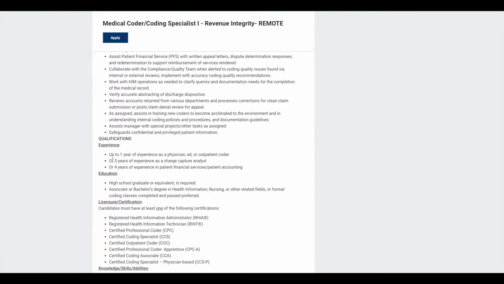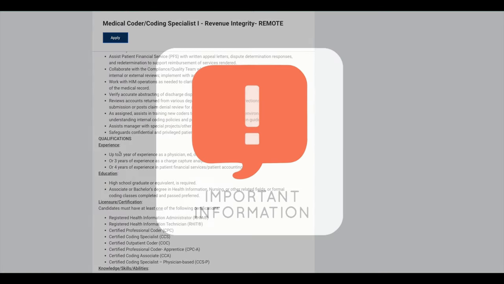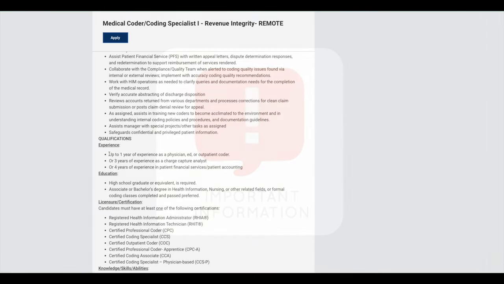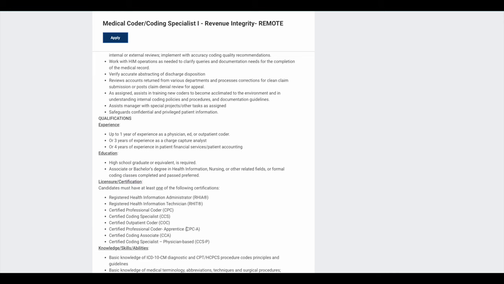Let's look at the experience level. They could have just said 1 year experience, but instead they stated up to 1 year of experience. Look at the certifications that they want you to have. We have a CPC-A here. We know that a CPC-A is an apprentice, someone with little to no coding experience at all. CCA, new to the industry.